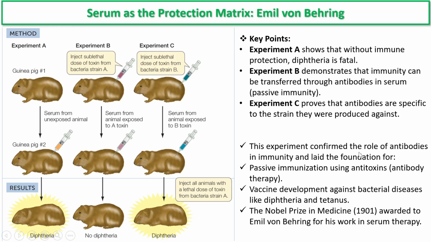So this experiment confirmed the role of antibodies in immunity and laid the foundation for passive immunization using antitoxins, that is the antibody therapy, and vaccine development against bacterial diseases like diphtheria and tetanus. And the Nobel Prize in Medicine was awarded to Emil von Behring for this work in serum therapy. So Emil von Behring suggested that serum acts as a protection matrix.